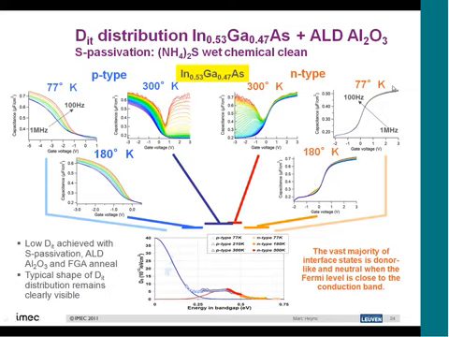So this shows an illustration of the kind of measurements that we do. This is the DIT profile as a function of the band gap for indium gallium arsenide.